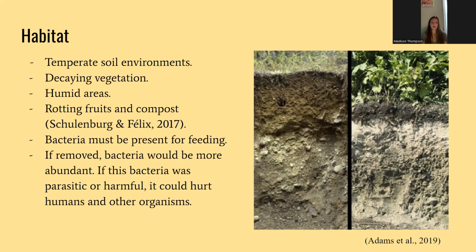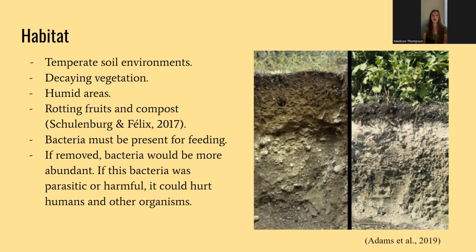Bacteria must be present for it to feed, and if this organism was removed, bacteria would be more abundant. This could be a major issue for humans, as these organisms are often found in vegetable gardens, and if bacteria became abundant in vegetable gardens, we could easily get sick from the food we consume.